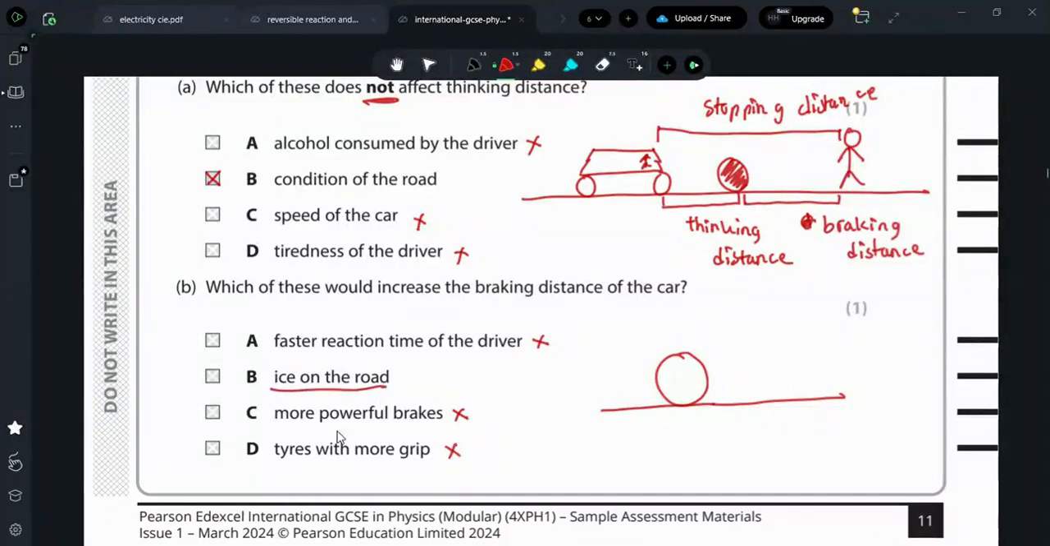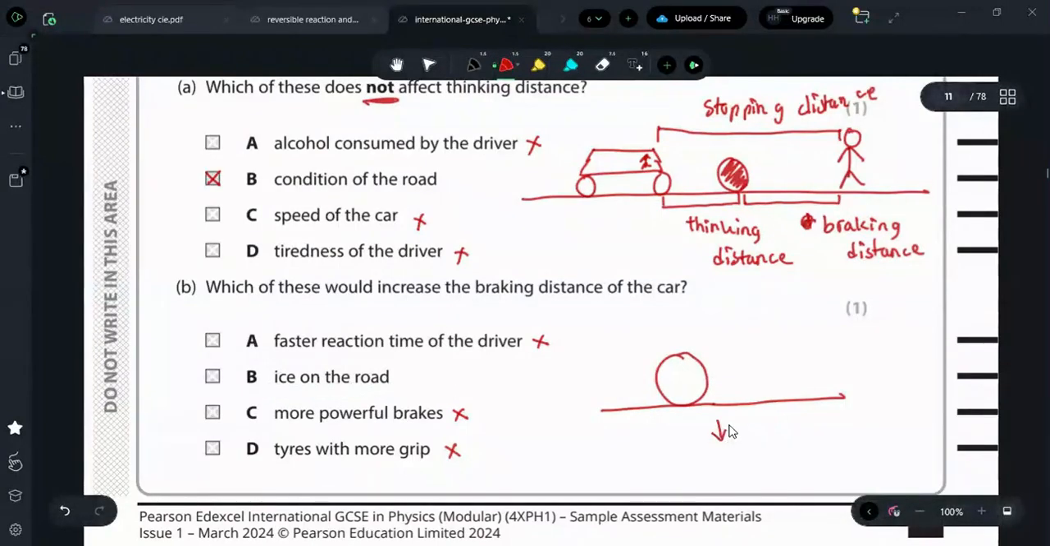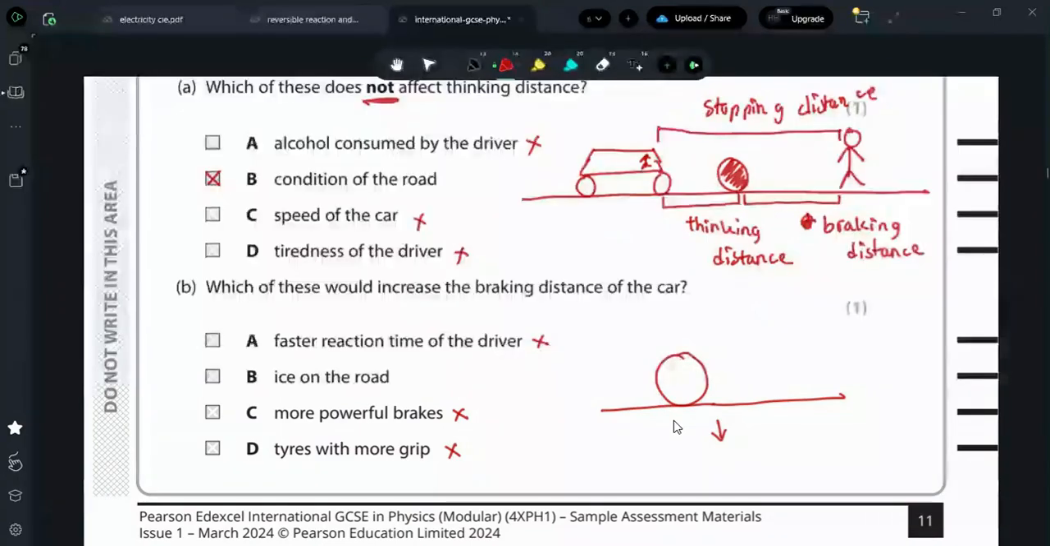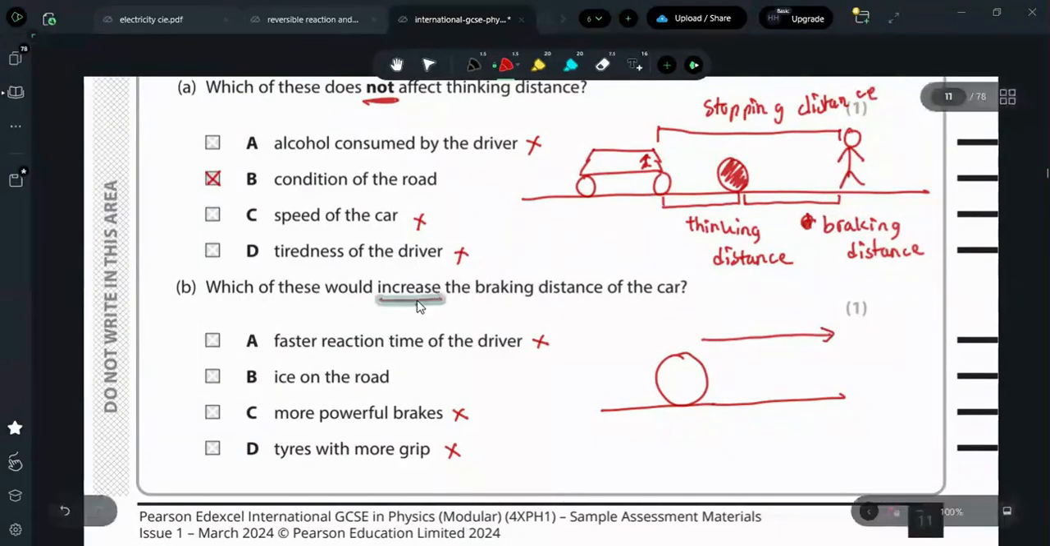But if there is ice on the road, friction কম থাকে, এর মানে there is less resistance between the tire and the road. If there is less resistance between the tire and the road, then it will be very hard to stop the car. Car motion এই থাকবে, right? Very hard to stop it. So যত বেশি মোশনে থাকবে তত কি হচ্ছে? Increase in my braking distance. So B is my answer for this.